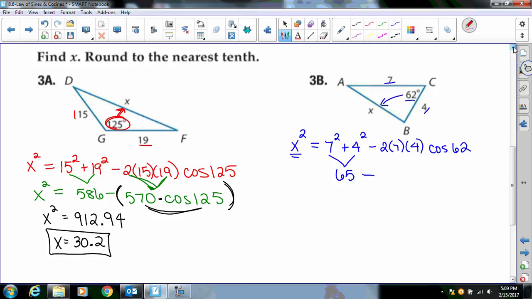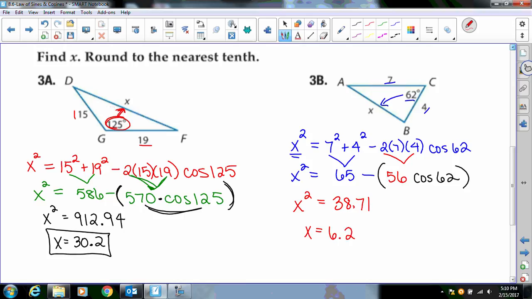Then on my calculator, I'm going to do that first, which is 65, minus, then I'm going to do this. 2 times 7 times 4 is 56, and then I'm going to bring down my cosine 62, and that's equal to my x squared. And again, on my calculator, I'm going to put parentheses there when I subtract, and I would get x squared is equal to 38.71, and then we're going to square root. 6.2 is my answer.